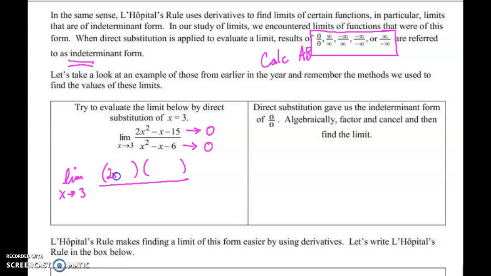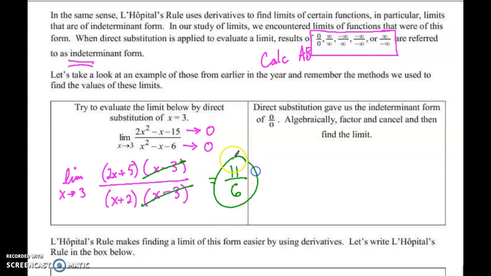So had we done that, that would be 3 and 5, right? 2x plus 5 times x minus 3. There we go. And then down here you'd have x plus 2 and x minus 3. That way we could factor out these x minus 3's, and now we could plug in 3. So 2 times 3 is 6. 6 plus 5 would give me 11. And 3 plus 2 would give me 5. And that should be our answer.